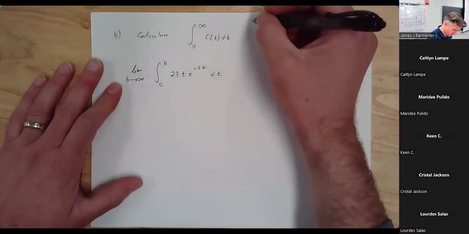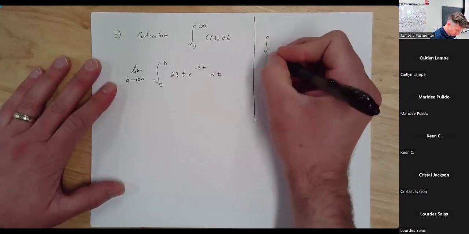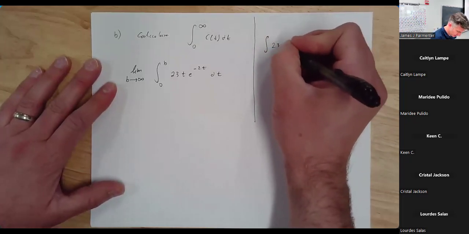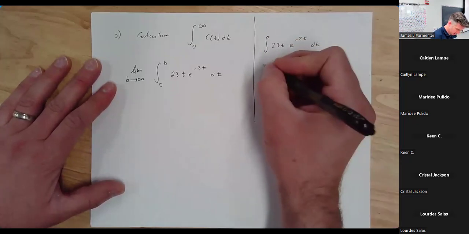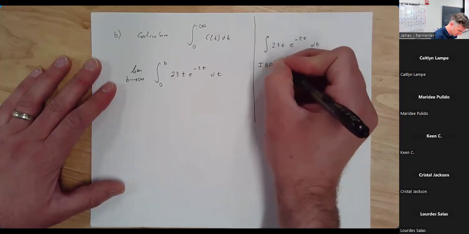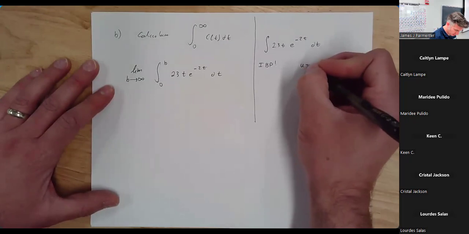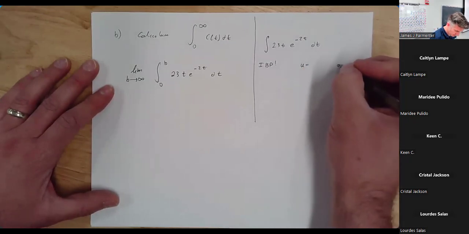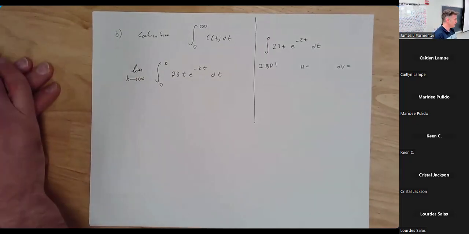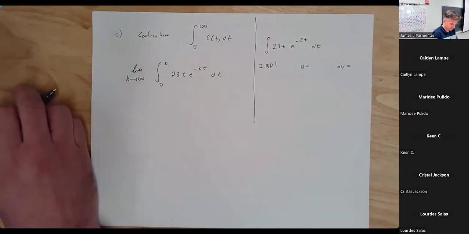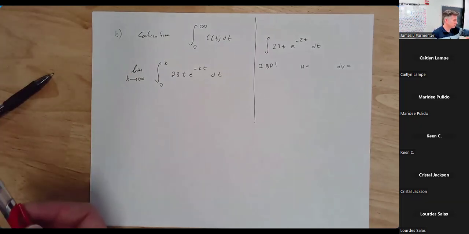You say, great. Let's just do the indefinite integral of 23t e to the negative 2t dt. It is integration by parts. Fortunately, it's only one time. So we're going to get our u is going to be something, our dv is going to be something. You should take a quick second and figure out what you think your u and your dv should be. Give you 20 seconds.